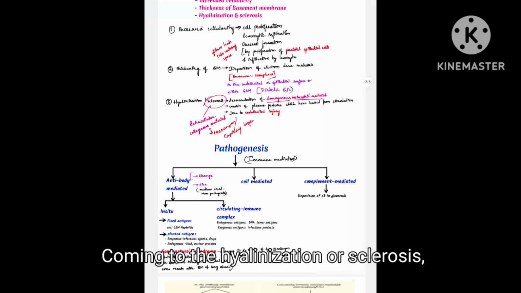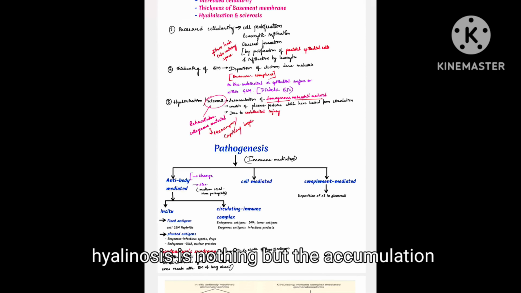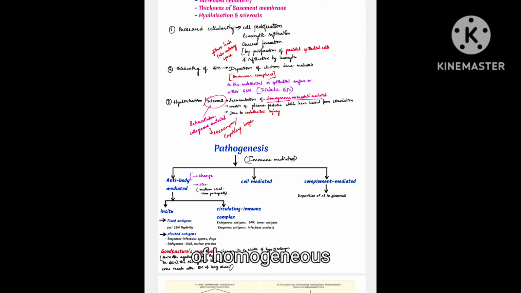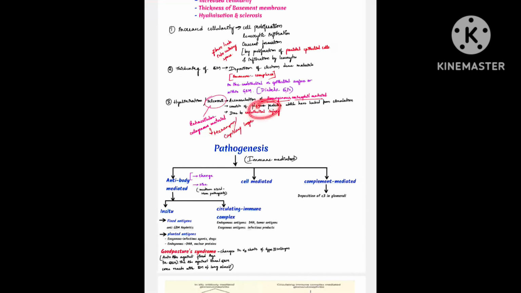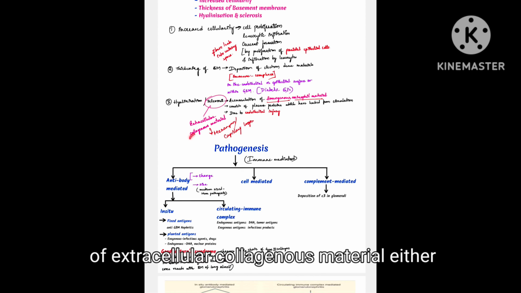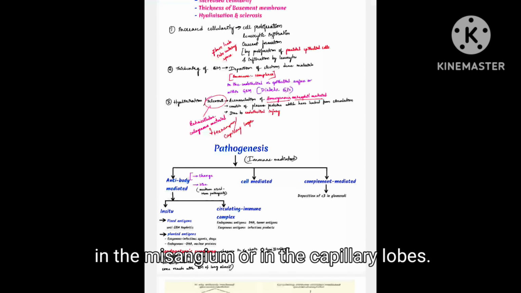Coming to the hyalinization or sclerosis, hyalinosis is the accumulation of homogeneous eosinophilic material, and it especially contains the plasma proteins which have leaked from the circulation due to the endothelial injury. And sclerosis is the accumulation of extracellular collagenous material either in the mesangium or in the capillary lobes.